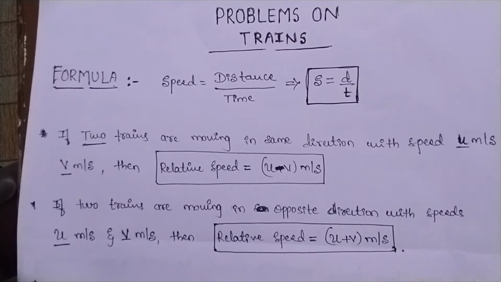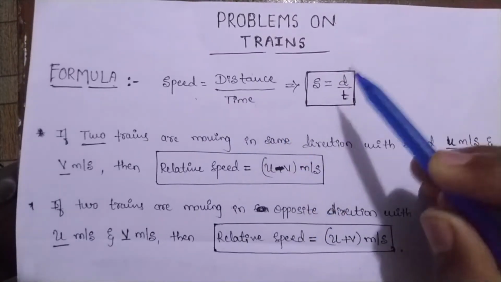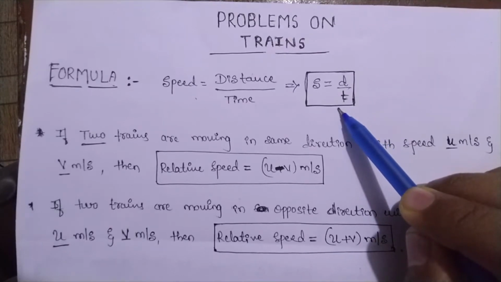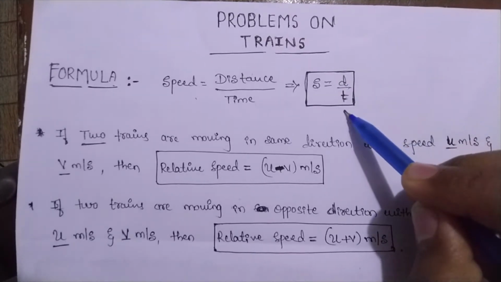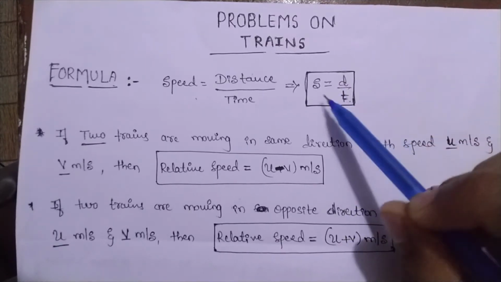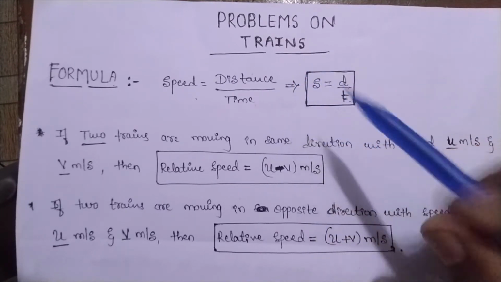In the aptitude exams, the problems on trains are common. To solve these types of questions, you need to know only one formula. That is speed equals distance by time, S equals d by t. If you know this formula, then any problem asked on trains, you can easily solve. By knowing only this formula, you can solve any problem given on trains.